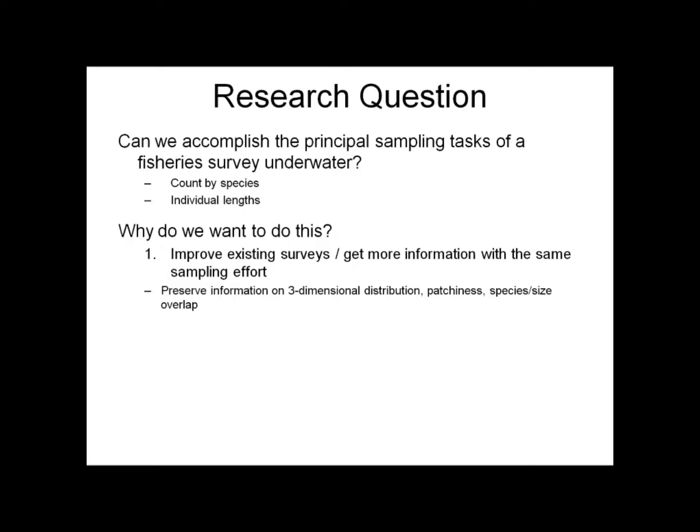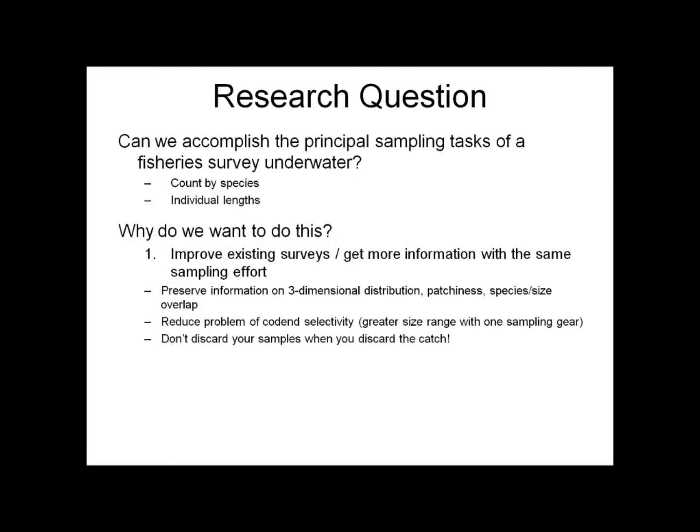We can preserve information on three-dimensional distribution at very, very fine scale. We can look at patchiness, species and size overlap. We can reduce the problem of selectivity in the cod end. With this gear, we're able to sample individuals from cod over 1 meter long to euphausids, at sub-centimeter scales.